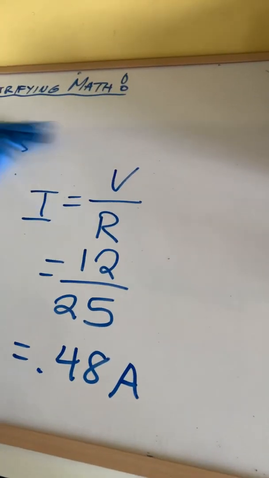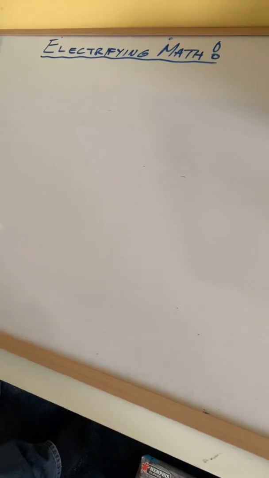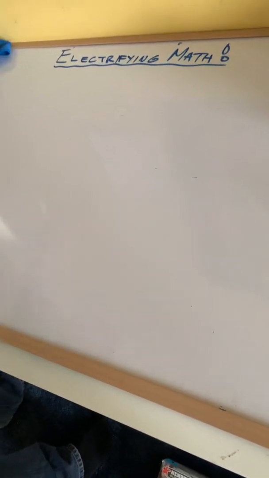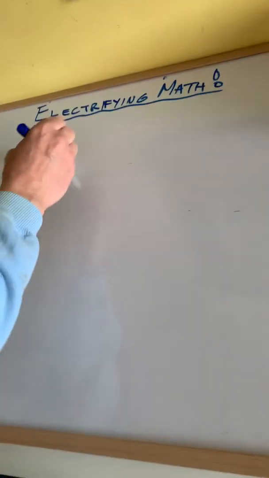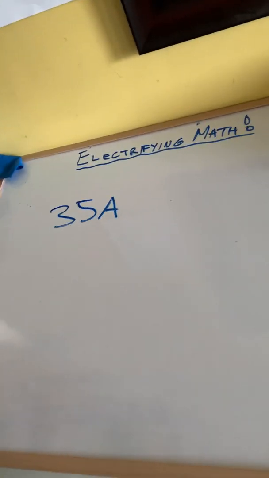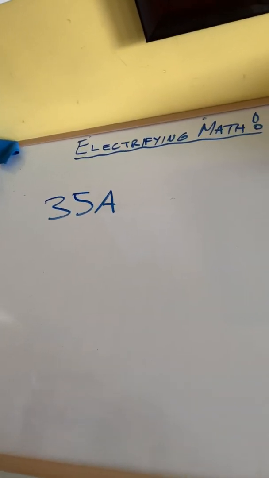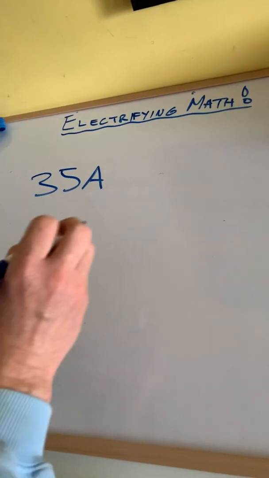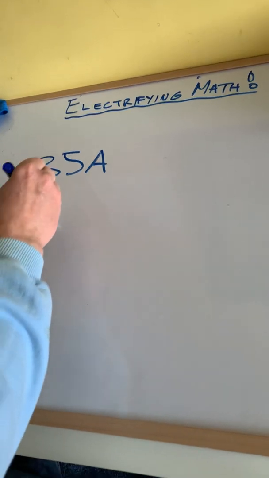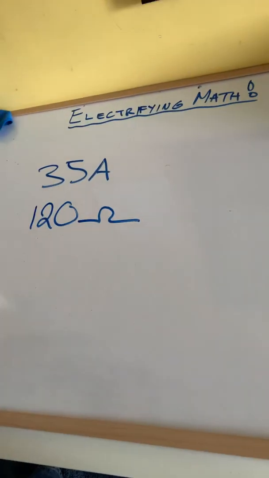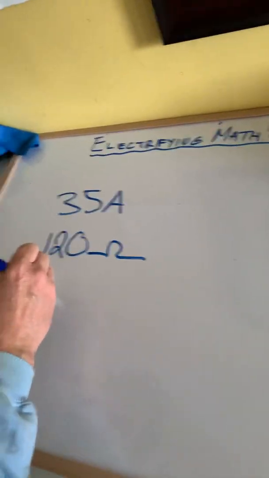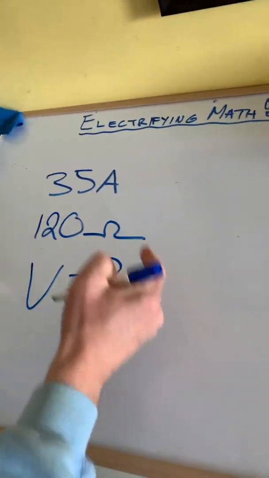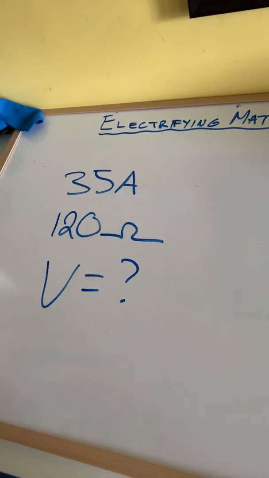Number 5. We're given 35 amps flowing through Vili's iPod Nano. I think I made this question a few years ago. With a resistance of 120 ohms. Calculate the voltage. Voltage, current, and resistance. Again, this is Ohm's law.